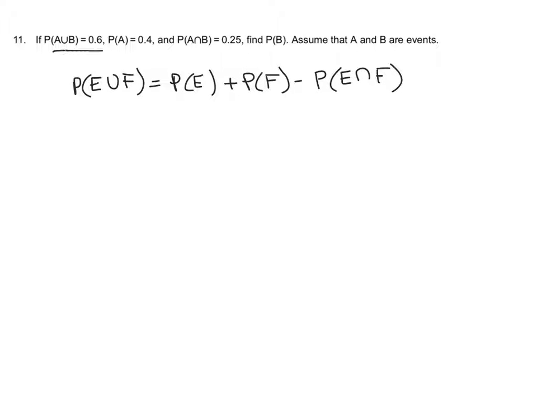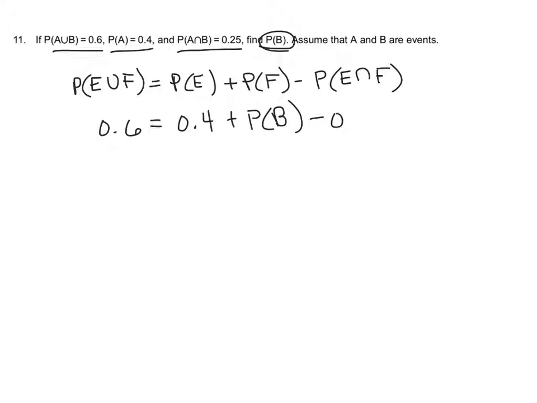We're told that the union is 0.6. The probability of one event is 0.4. The probability of the other event is what we want to find, and that's P, or the probability of B. And then we're subtracting the probability of the intersection, and we're told that that is 0.25.